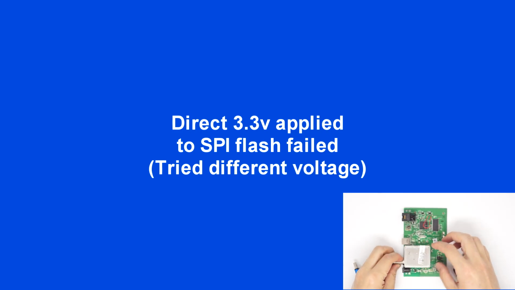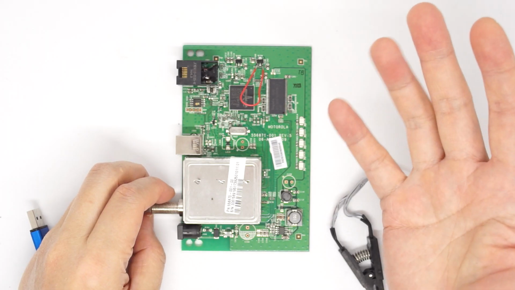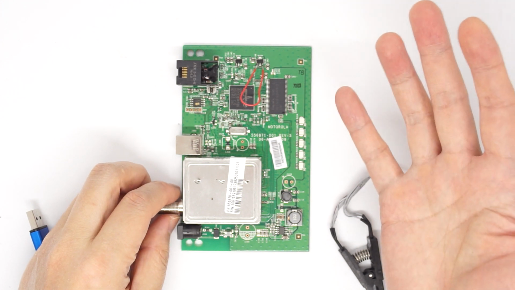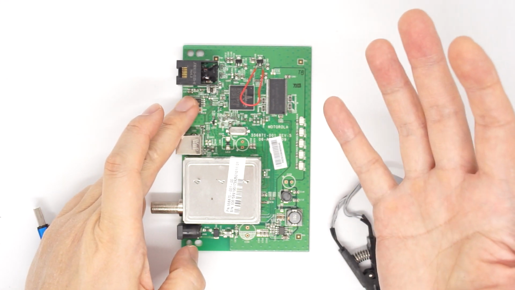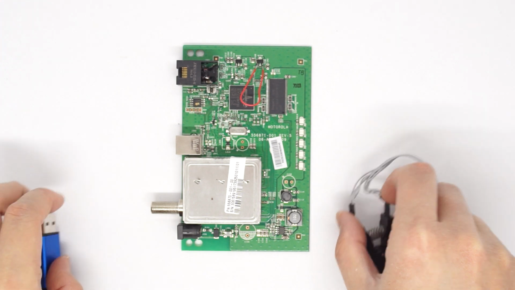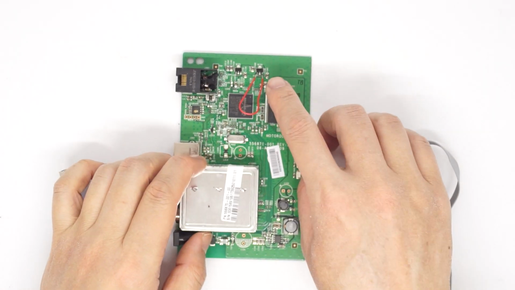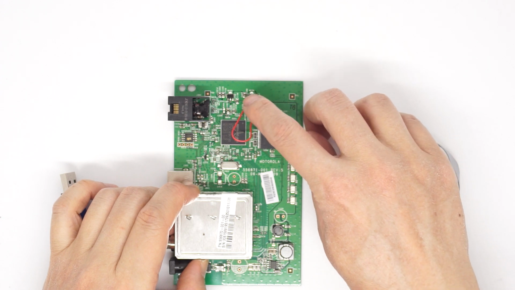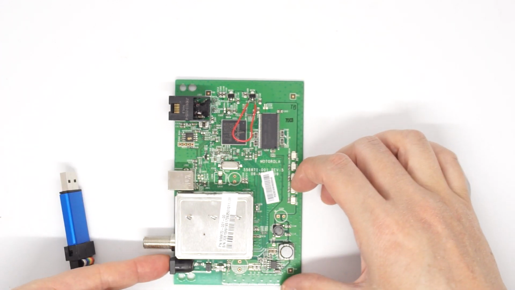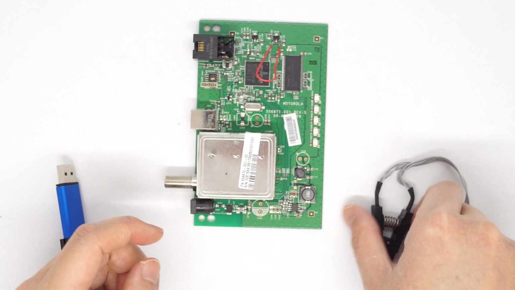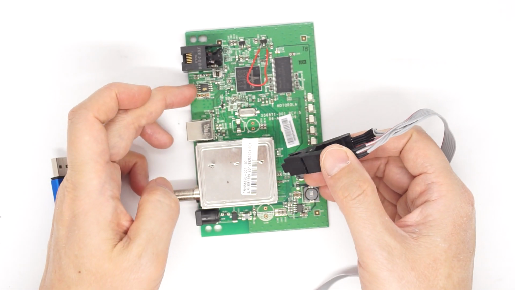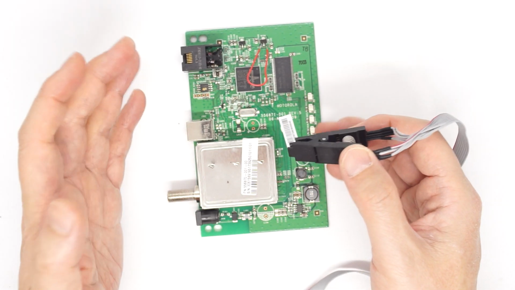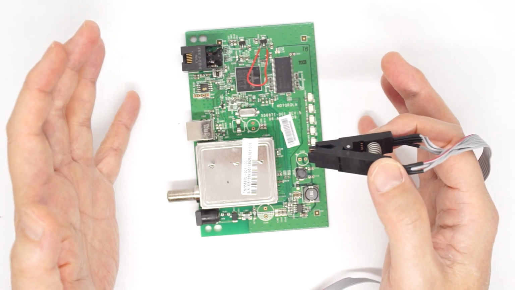I have tried the direct apply 3.3 volt to this chip as other modems like 6121, and does not work no matter what I did. So the only way we found it working is short pin this component, the pin 1 and pin 3 here, and then directly apply the 12 volt here and use a clip, or you can solder the wires to the chip, and that way it works.